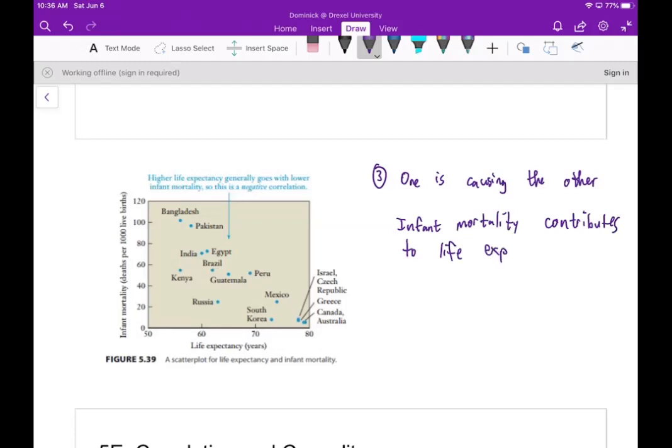Because that will factor into the average of the life expectancy. But of course, it's also a product of the living conditions, it's a product of the availability of medicine, and so on and so forth, right? So those are other things that we would need to consider.